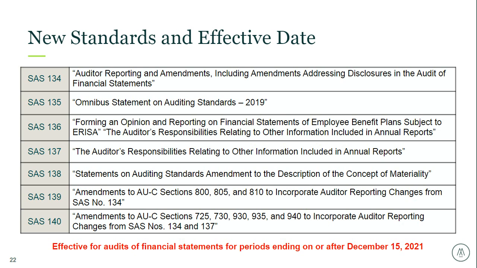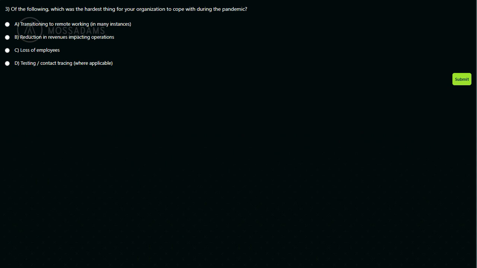And with that, we're going to dive into a new polling question. Amy? All right, thank you. The third polling question. Of the following, which was the hardest thing for your organization to cope with during the pandemic? A, transitioning to remote working. B, reduction in revenues impacting operations. C, loss of employees. Or D, testing, contact tracing.